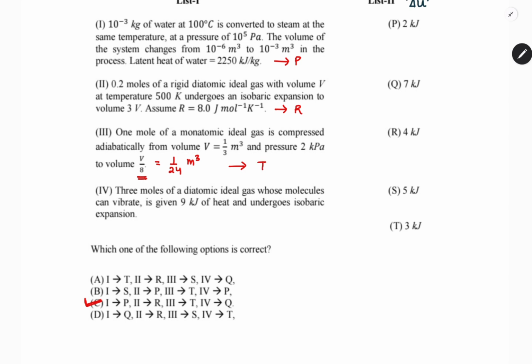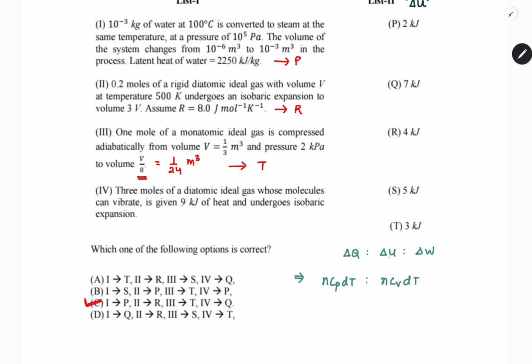And now the last part of the problem: 3 moles of a diatomic ideal gas whose molecules can vibrate is given 3 kilojoule of heat and undergoes isobaric expansion. So this one we are solving using a trick: since it is an isobaric expansion, if we write delta Q is to delta U is to delta W, we can say that the isobaric process means nCp dT. This one is nCv dT.